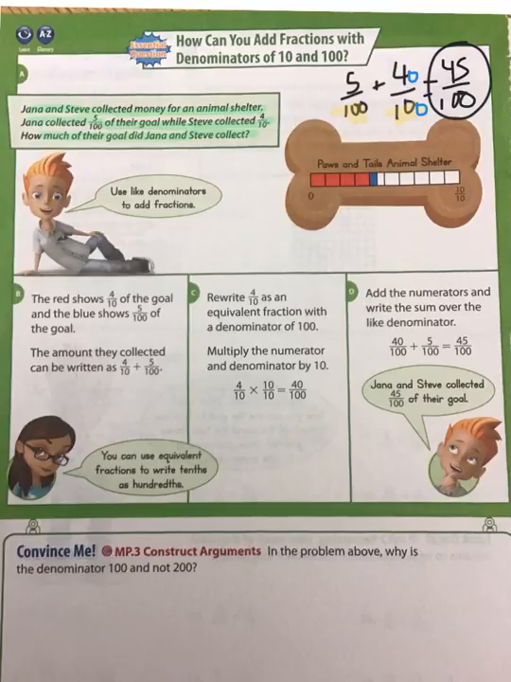Let's look at how they are showing us. So, in the bubble, it says here that you need to use like denominators to add fractions. So, the red shows 4/10ths. So if we see that, I just colored it in blue for you, of the goal. And the blue shows 5/100ths. I'm going to erase that so you can see it better. So the red over here shows 4/10ths, and the blue shows 5/100ths.